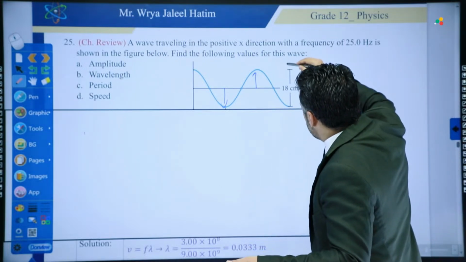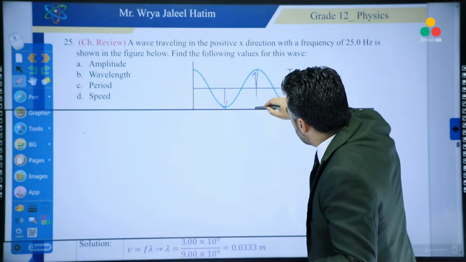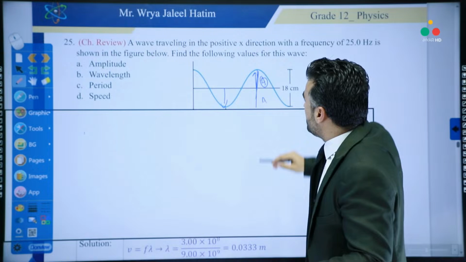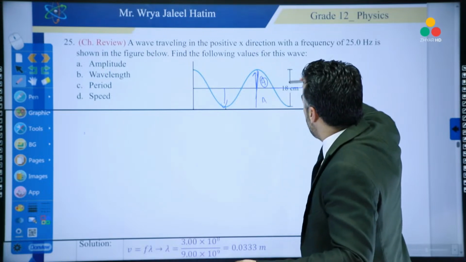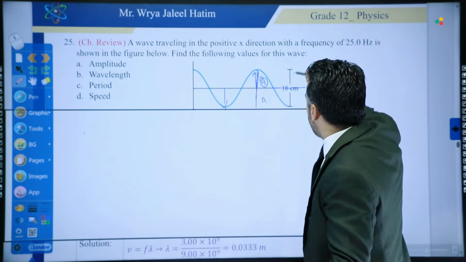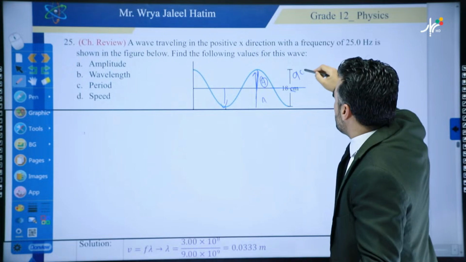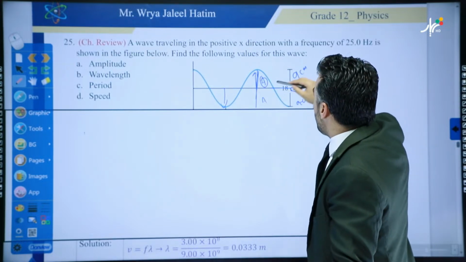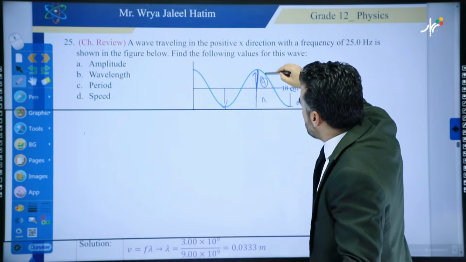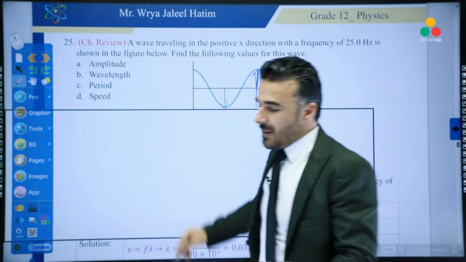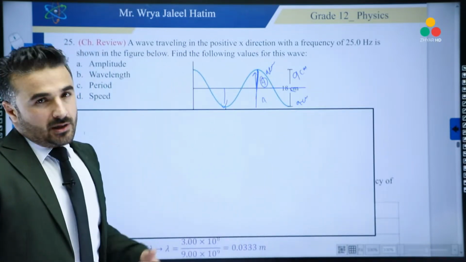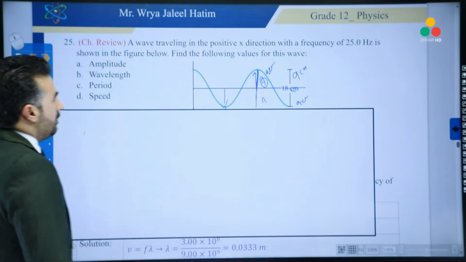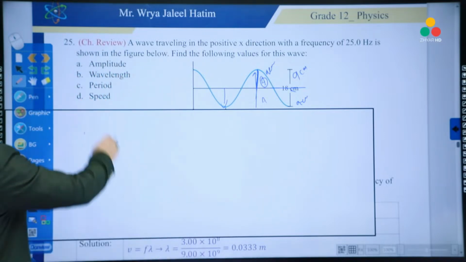Remember, the whole distance is given, so this distance is basically this, and that means this is one amplitude up and one amplitude down. If this is 18 here, what is half of 18? That means there is 9, but remember this is in centimeters, so 9 centimeters up and 9 centimeters down. We can say the amplitude is 9 centimeters. Can we convert it to meters? Yes, of course, that is going to be 0.09 meter.